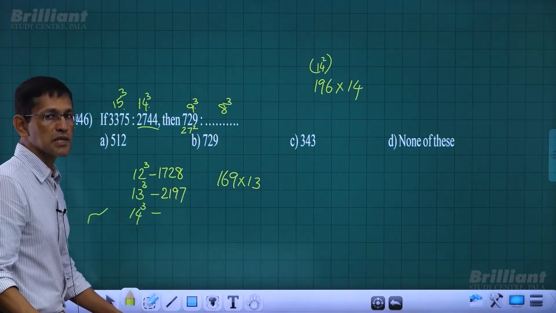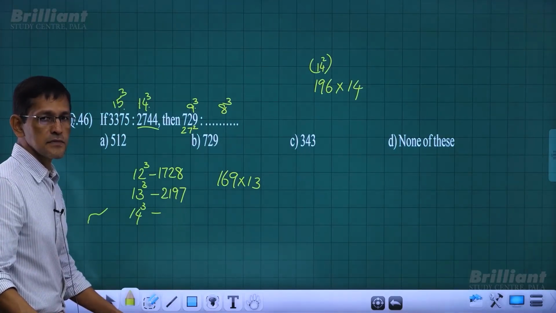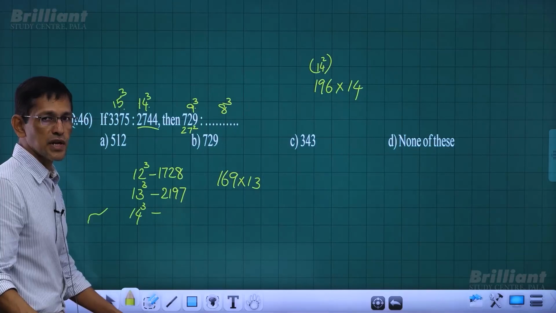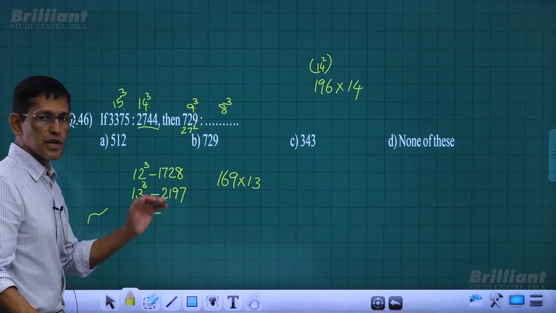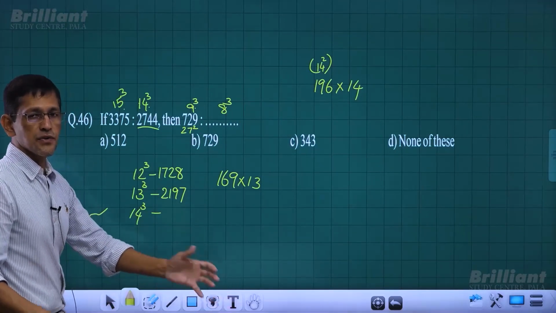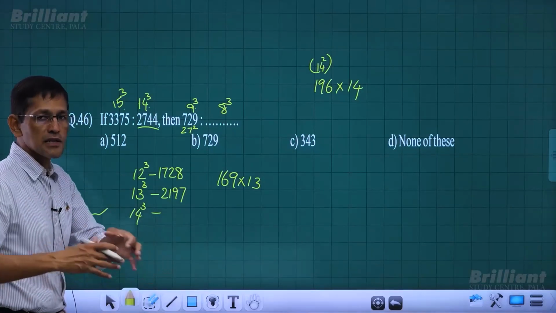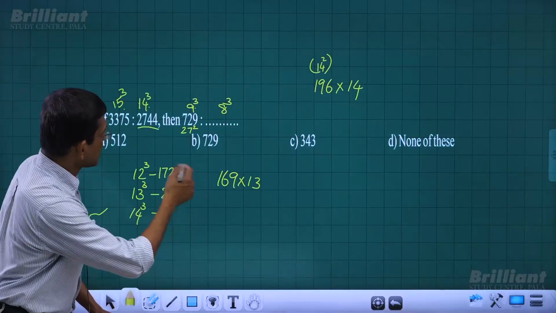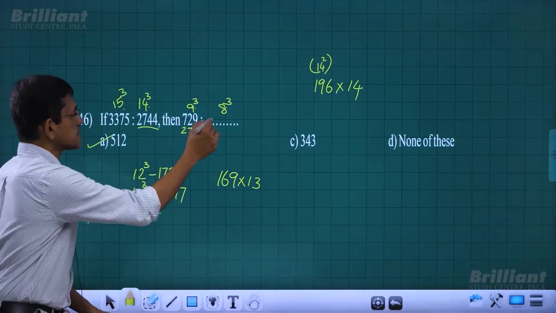60 into 8 plus 4 into 8. 60 into 8 is 480. Plus the balance, 4 into 8, is 32. 480 plus 32? 480 plus 20 is 500. So from 32 we have taken 20. The balance is 12. So 512. So the answer is 512 right here.